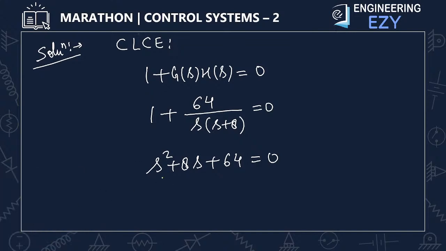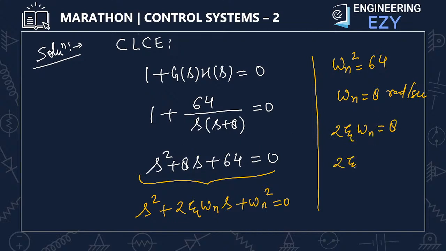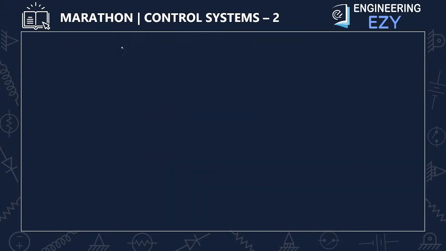If you compare this equation with the standard characteristic equation, s square plus 2 zeta omega n s plus omega n square is equal to 0, you get omega n square is equal to 64, or omega n natural frequency is 8 radian per second. And 2 zeta omega n is 8. So 2 zeta is equal to 1, or zeta is equal to 0.5. And since zeta is less than 1 by root 2, you can apply the formula directly. So what is the resonant frequency?